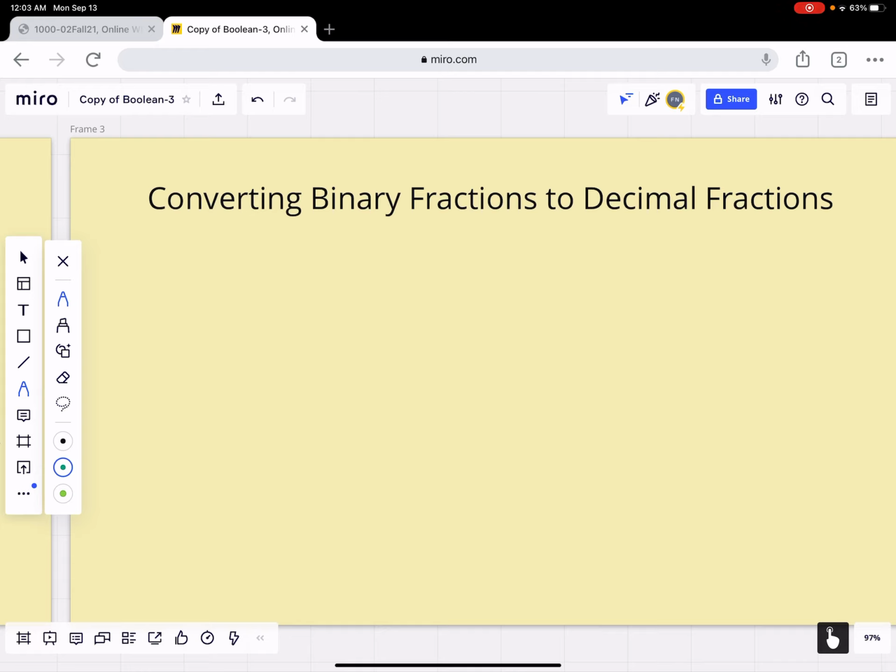So now another method of converting the binary fraction to decimal fraction, we call the fractional format or the fraction format, method number 2. This one we call fraction format, all right?